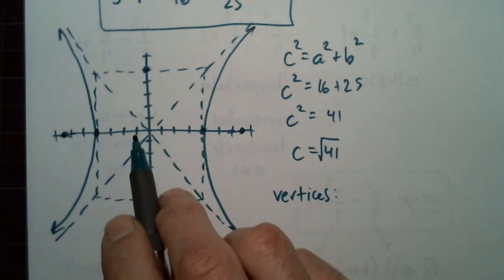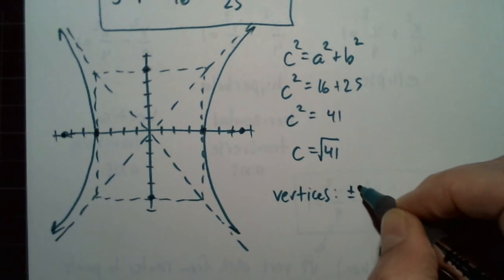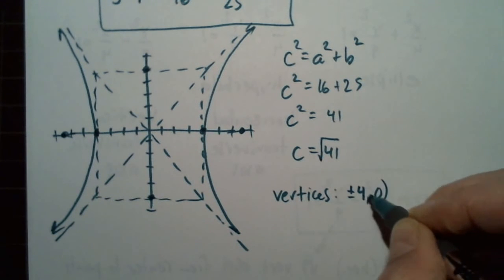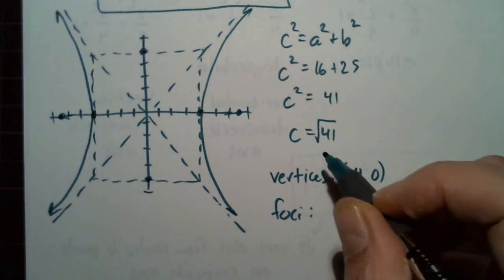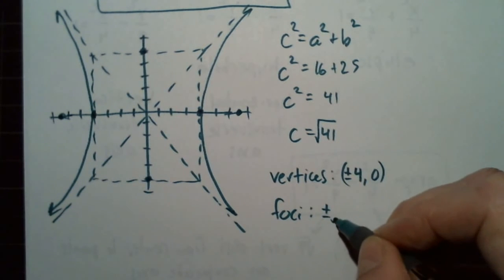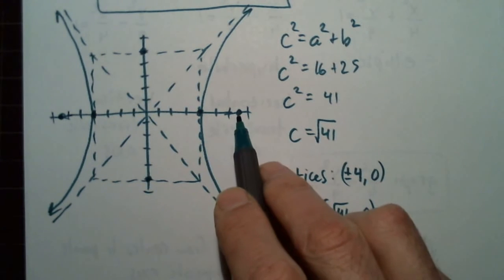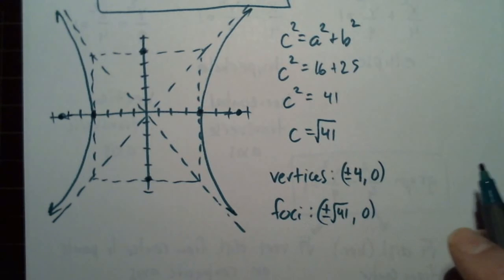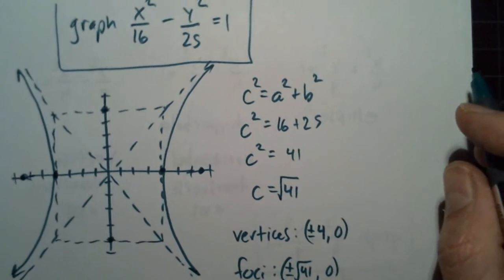vertices are at 1, 2, 3, 4, negative 4 and positive 4. Positive or negative 4, comma 0. Foci are at positive or negative radical 41, comma 0, because we go out radical 41 to get to the focus. Let's look at the asymptotes.